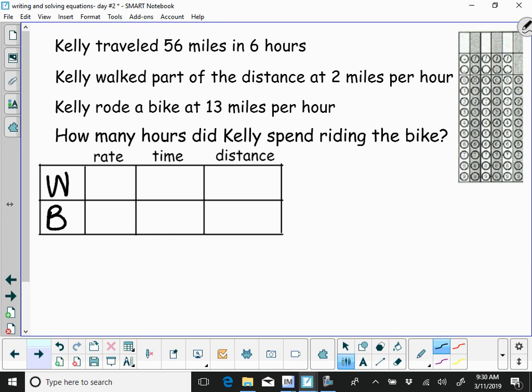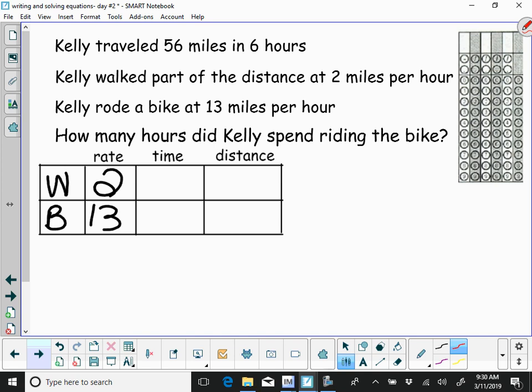Walking and biking. Okay, how fast did she walk? 2 miles per hour. How fast did she bike? 13 miles. Okay, let's talk about our time. What is the total time for this trip that Kelly's taking? 6 hours. So if she was to walk for 2 hours, how many hours did she bike? 4, right? Because her total time was 6 hours. If she walked for 1 hour, how many hours did she bike? 5. If she walked for 4, how many hours did she bike? You're getting that by saying 6 minus however many she walked.